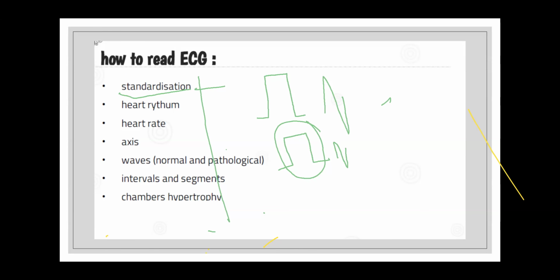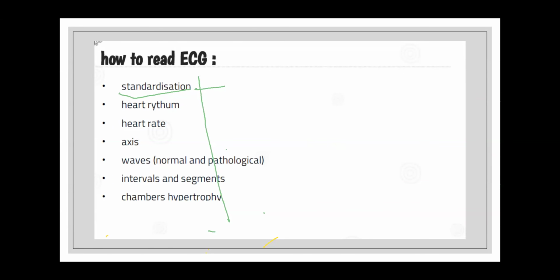Then second, we check for the rhythm. Is the rhythm normal, regular, sinus? We'll discuss all this in detail. Then we look at the heart rate. What is the rate going on in the ECG? Then we cover the axis. What is the axis? It means the overall current direction in the heart. This is very important. We have to check because it will tell you which chamber of the heart is working more strongly.